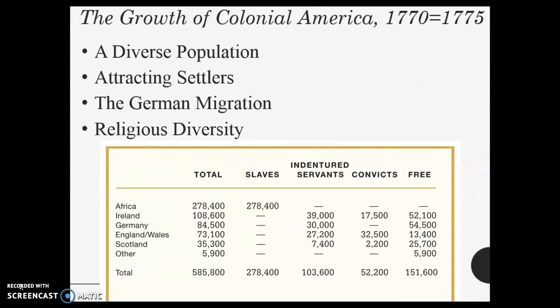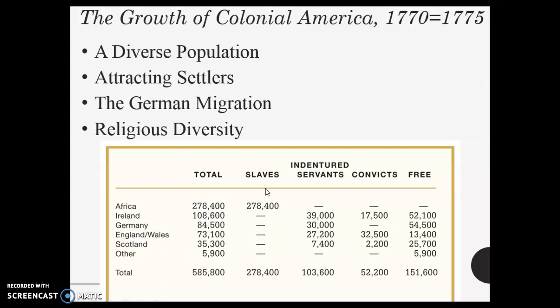Other thing here, growth of colonial America. Diverse population. What do we mean by diverse? In this case, we mean just not English. So you can see a lot of the Europeans coming are Irish and German here. Notice the Africans, they are there. They're mostly in the South. They are slaves, though, almost all of them. But you have all these others coming in.